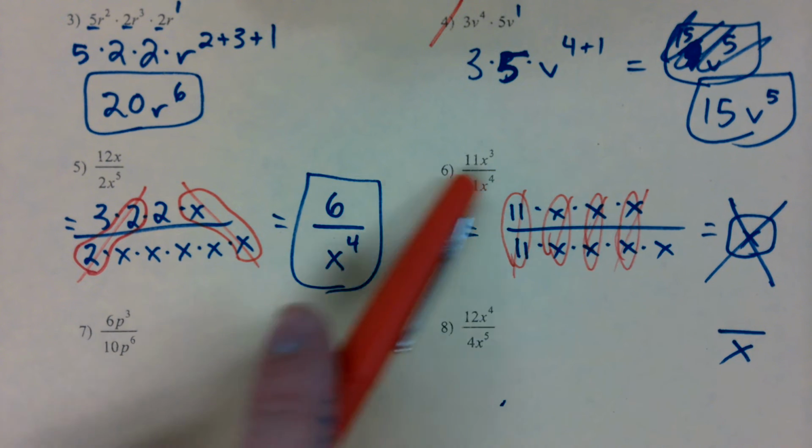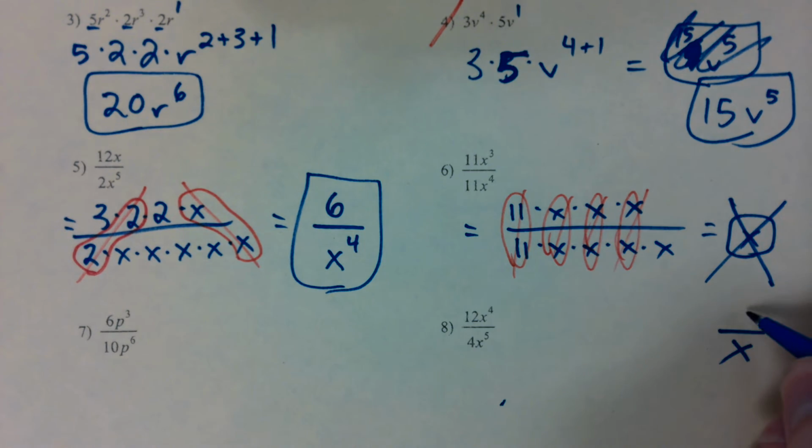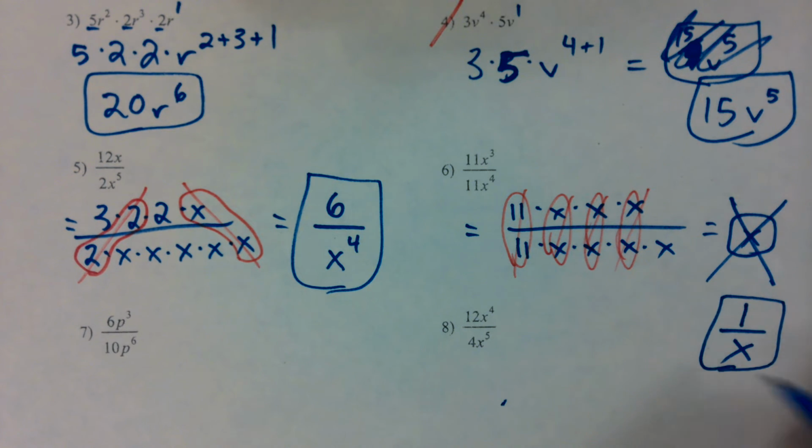Well, there's no terms left over on the top. Don't you just put a 1? So we're just going to put a 1. Our answer here is 1 over x. Not 157. 1 over x, okay? And definitely not x either.